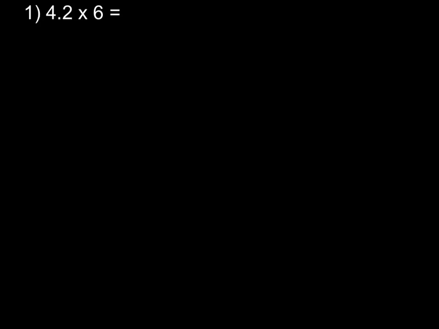Alright, I'm going to work the first 6 problems on your multiplying decimals worksheet. Number 1 is 4 and 2/10 times 6. So to write this problem, I'm going to write it just as if it was 42 times 6. When we're multiplying decimals, we really don't have to worry about the decimal until the end of the problem.